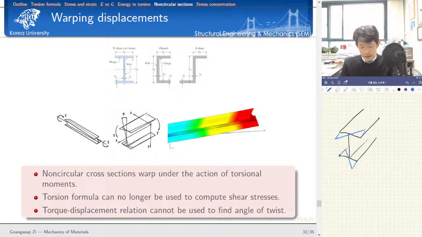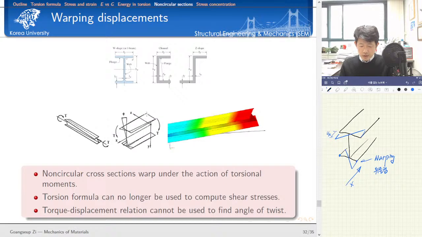If you look at the cross sections, the cross section is kind of distorted, and this distorted shape of cross section is called warping. In Korean, 뒤틀림. Okay, 뒤틀림. And because of this, we have the actual displacement u. Let's put the coordinate x here. So we have ux, non-zero ux.